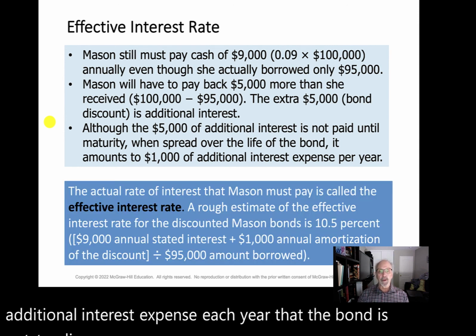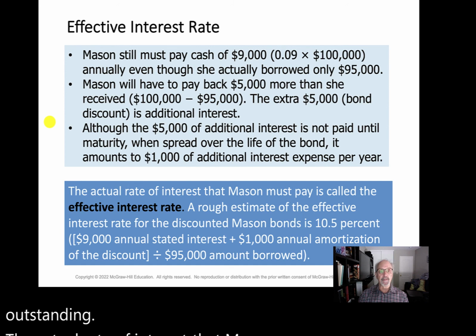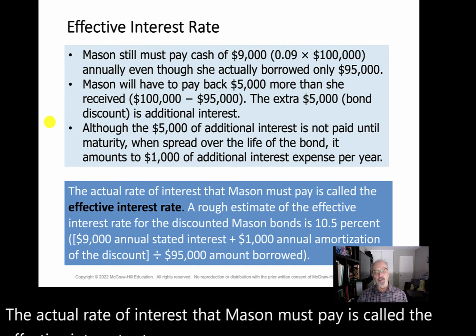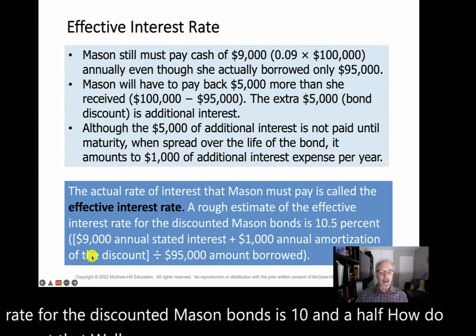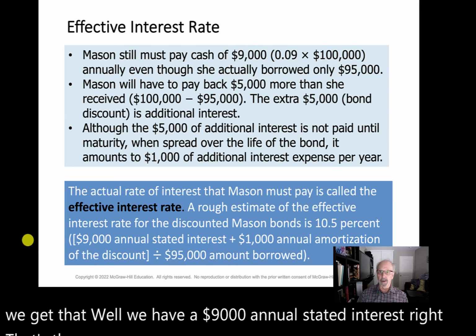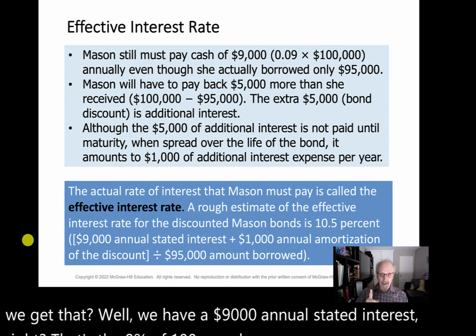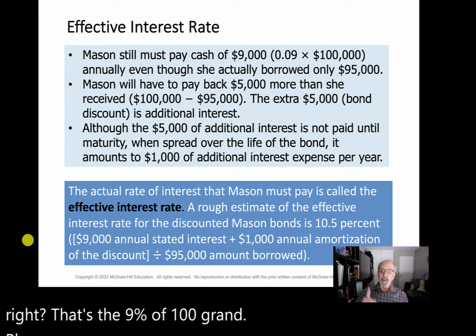The actual rate of interest that Mason must pay is called the effective interest rate. A rough estimate of the effective interest rate for the discounted Mason bonds is 10.5%. How do we get that? Well, we have a $9,000 annual stated interest, right? That's the 9% of $100,000, plus the $1,000 of annual amortization of the discount.